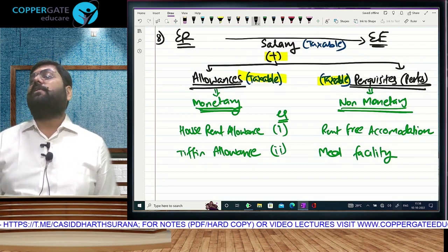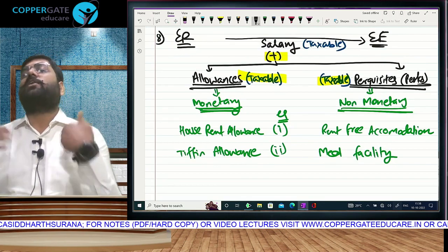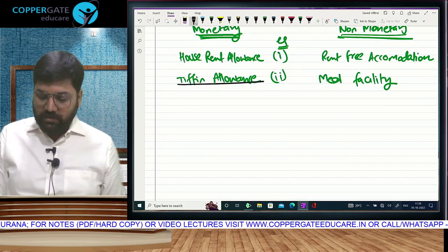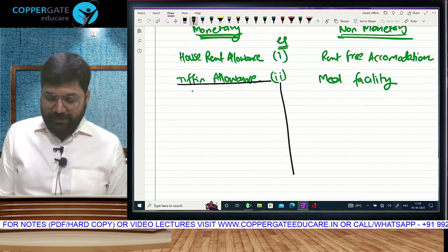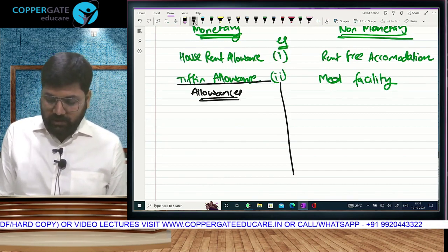So how will this point lay down the roadmap? This chapter will now be divided into two parts, allowances and perquisites. Look, what is salary? Salary is paid, that is included in your income. Allowances and perquisites. First part of the chapter, allowances. Can I say they are received in money?